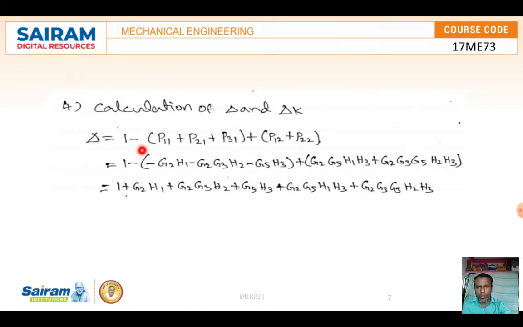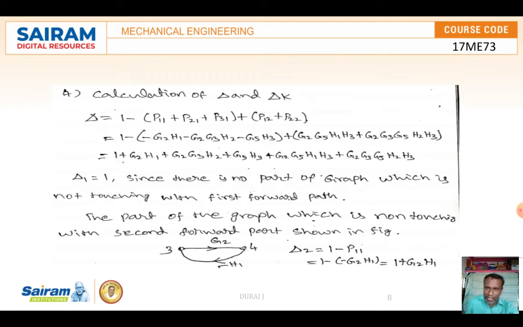So del is equal to 1 minus of number of individual loops plus number of 2 non-touching loops minus number of 3 non-touching loops plus number of 4 non-touching loops minus number of 5 non-touching loops. Like this it will go, but we have only individual loops and number of 2 non-touching loops. There are no 3 non-touching loops available in this problem, so you can omit it. Okay, after applying p1 and p2 formula, we are getting this as the answer. Then finally calculation of del and del k.